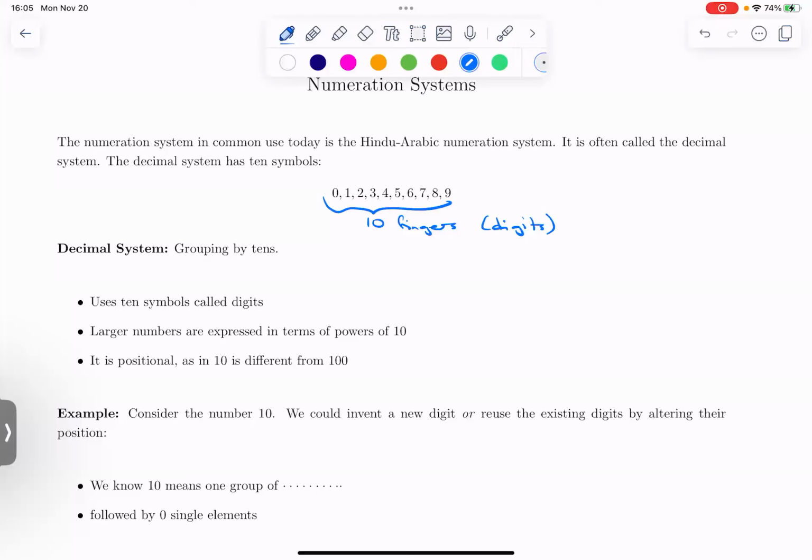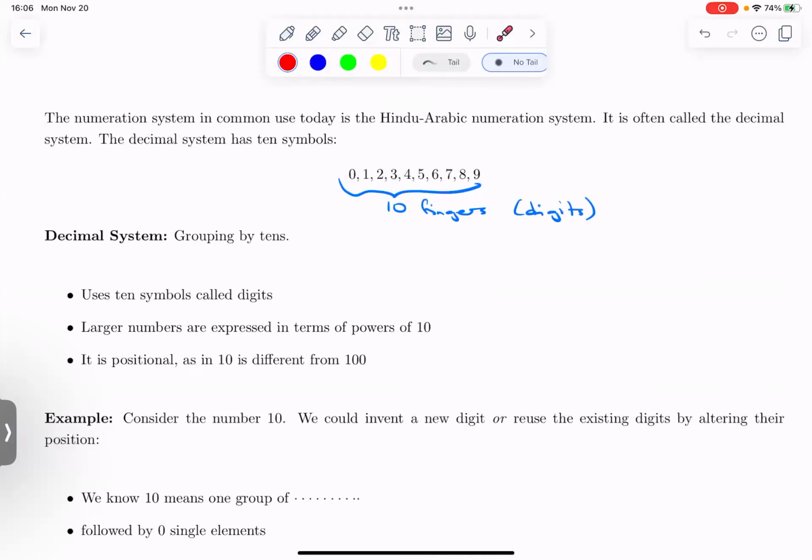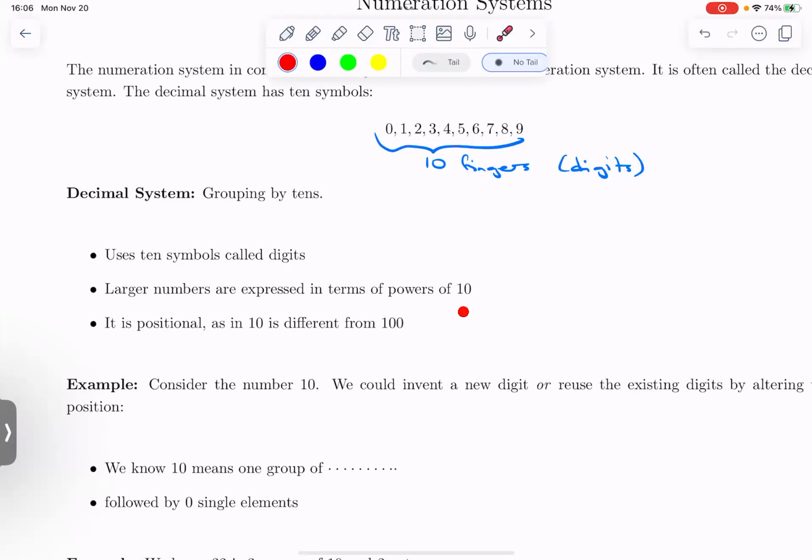We could have even talked about the Babylonian number systems, where they had little images to represent numbers, but I can't remember if they were in base 12 or 16, or 60, sorry, it's base 60, which is crazy. We work in base 10, and what that means is that we group by tens. So we use 10 symbols called digits, 0 through 9. And then larger numbers are expressed in terms of powers of 10, right?